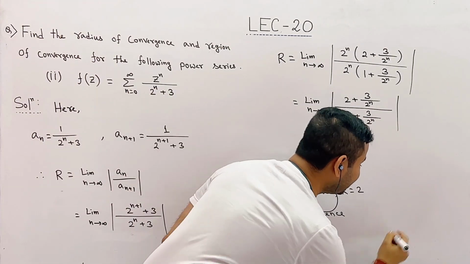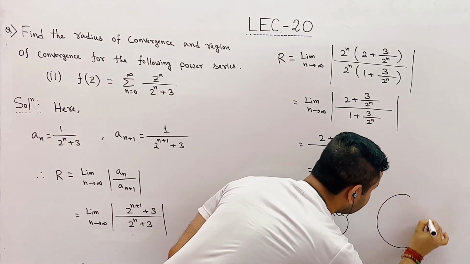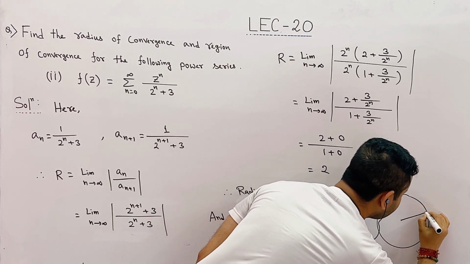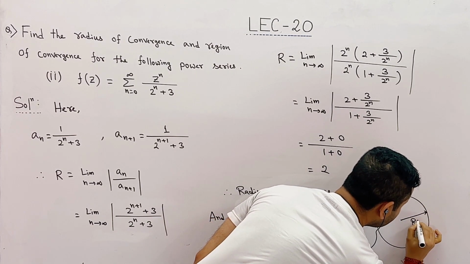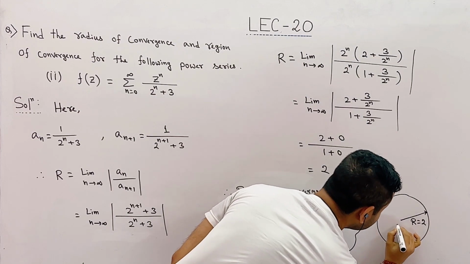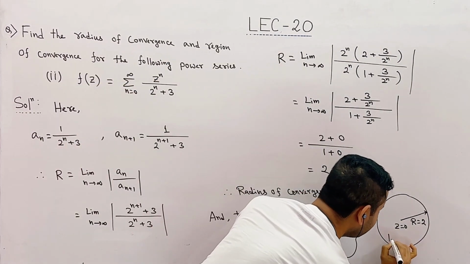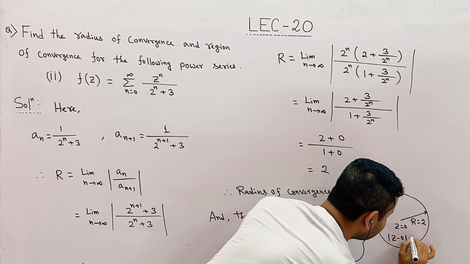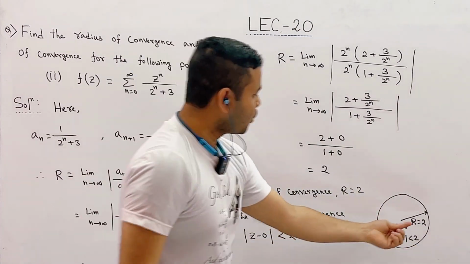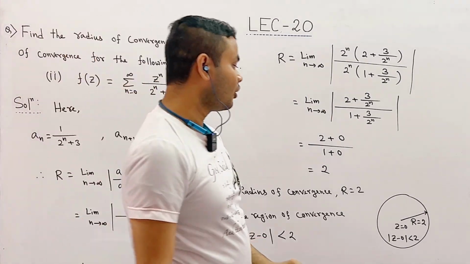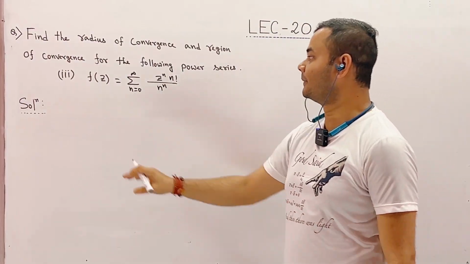Now, let us draw the circle. The radius of the circle is 2 and the center of the circle is 0, and the region of convergence is given by modulus of z minus 0 less than 2. That means, within this region this function f of z will be analytic at all points. Next, let us move to problem number 3.